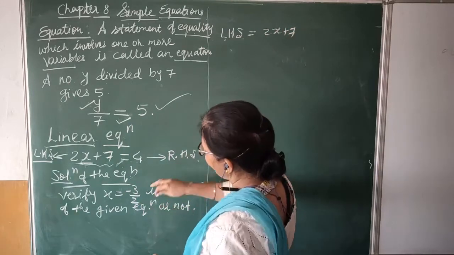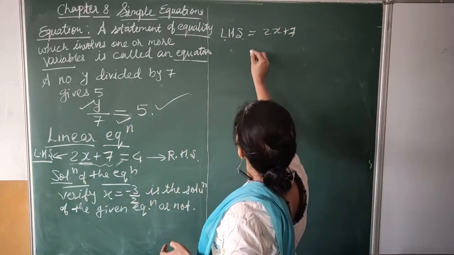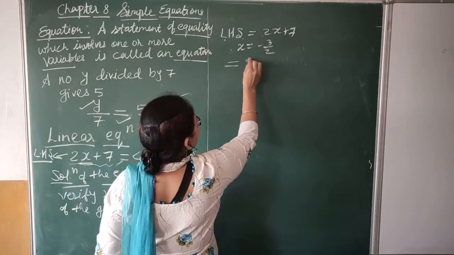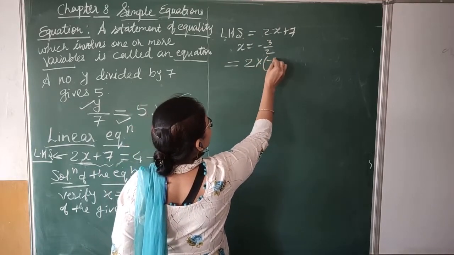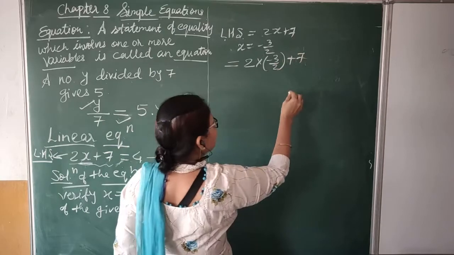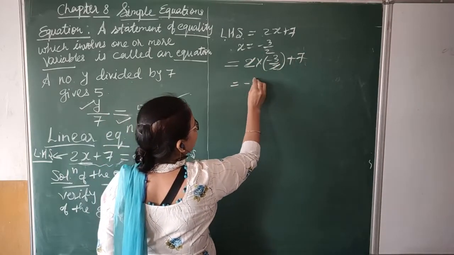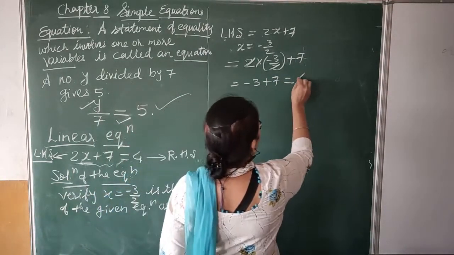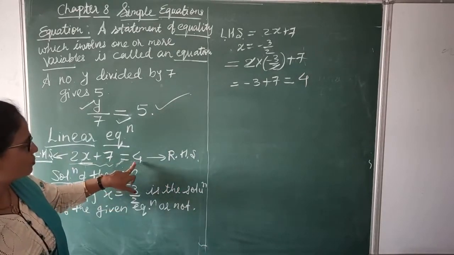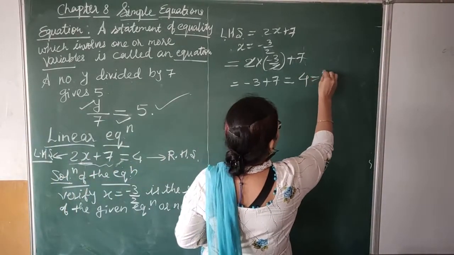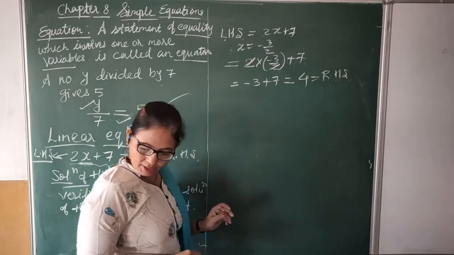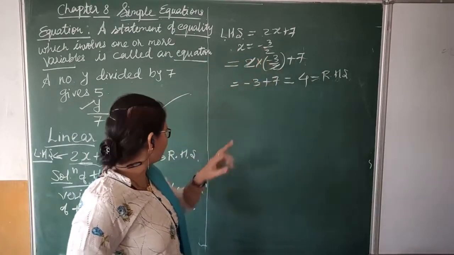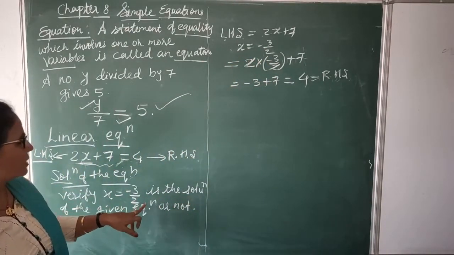plus 7. Now I have written that x equal to what you have to put? Minus 3 by 2. So let's put x is equal to minus 3 by 2. So let's see. This is 2. 2 will remain as it is into. Here it is what? Minus 3 by 2 plus 7. Let's simplify. 2 to get cancelled. What is left now? Minus 3 plus 7. Simplify. Minus 3 plus 7, you know, 4. And children, you see, here 4 is what? Right hand side. And you are getting left hand side is equal to right hand side. So hence we will write that x equal to minus 3 by 2 is the solution, or you can say is the root.